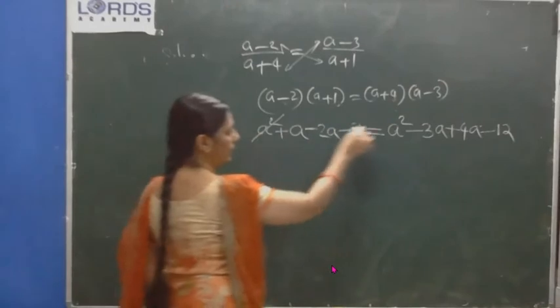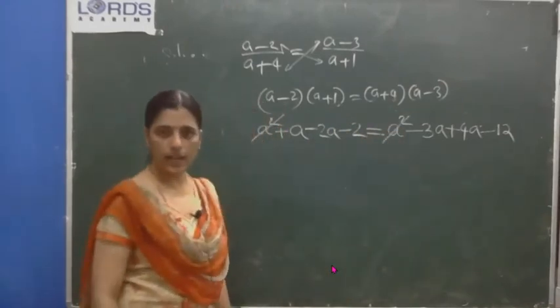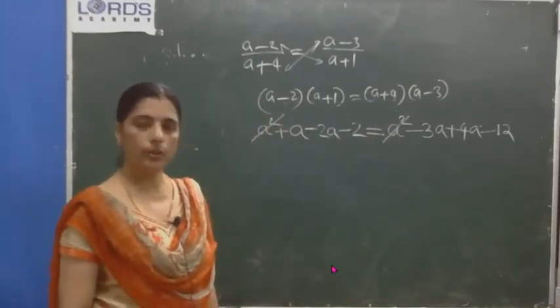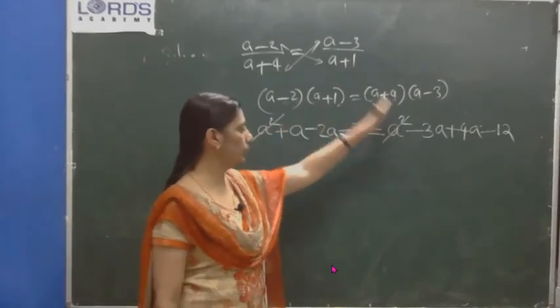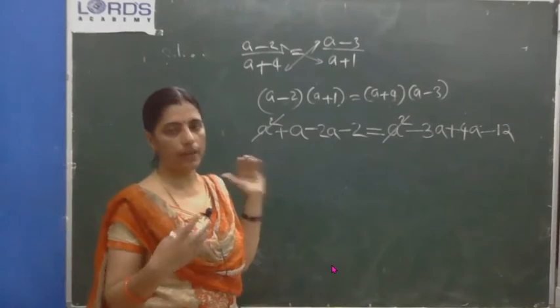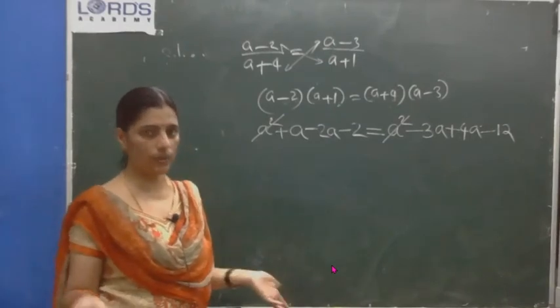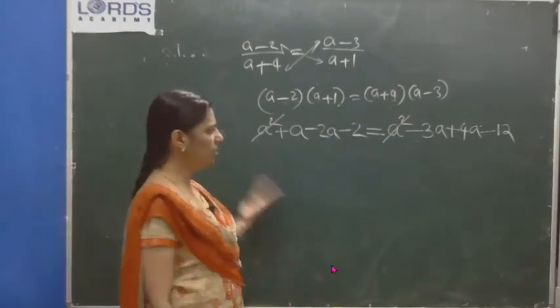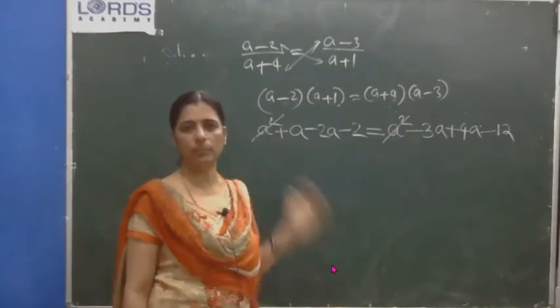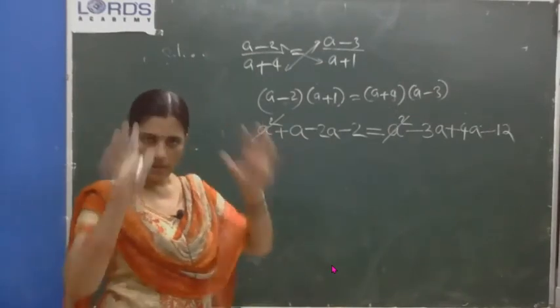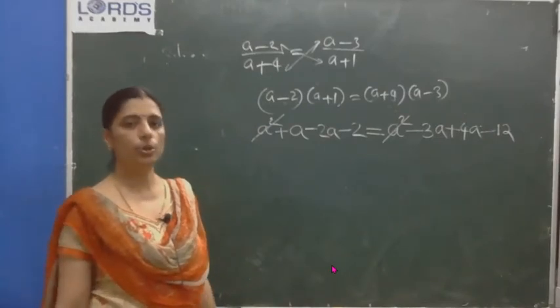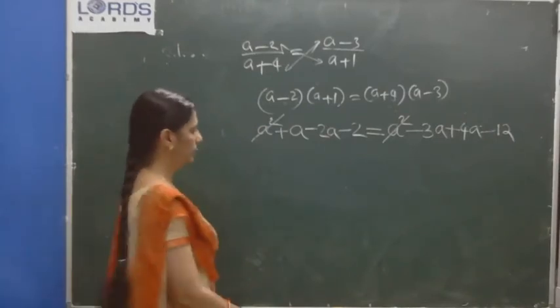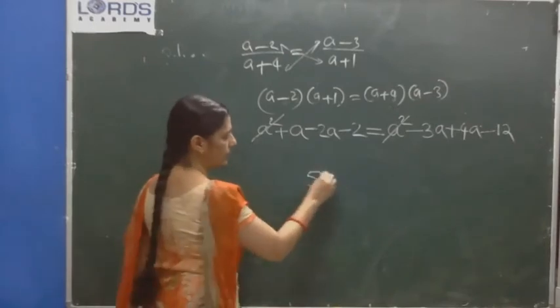Now, A square, if you can see the same terms on both sides, you can cancel out. Otherwise, A square will come to this side, it will become negative A square, A square minus A square, that's 0, that's okay. But we are not doing that one. Simply if you can see the same term on both sides, you can cancel it on both sides. No change in the equation. Okay. I will give one example.